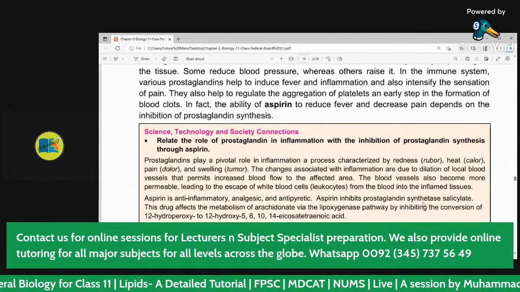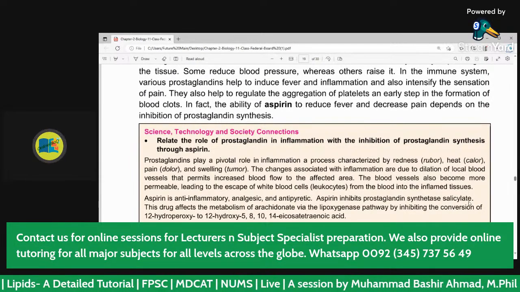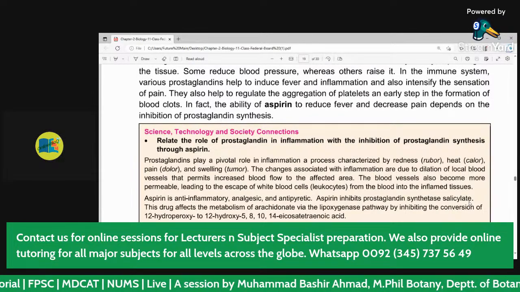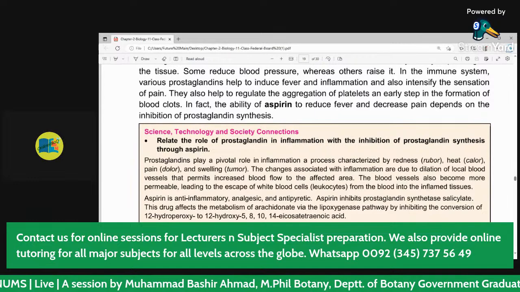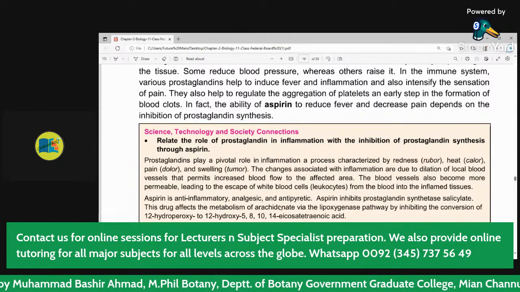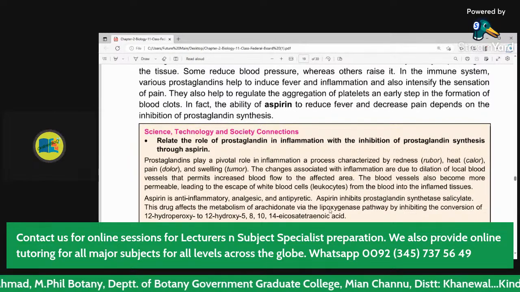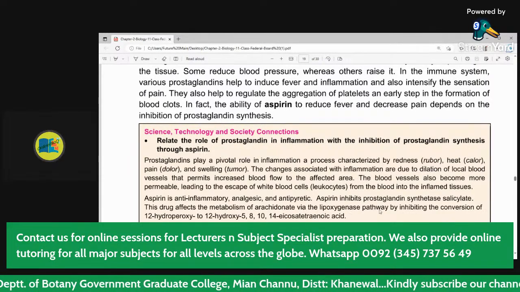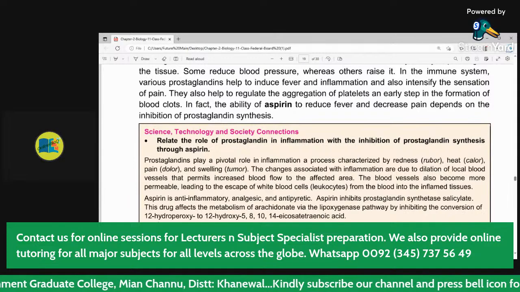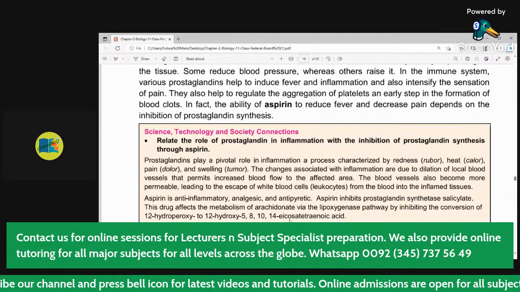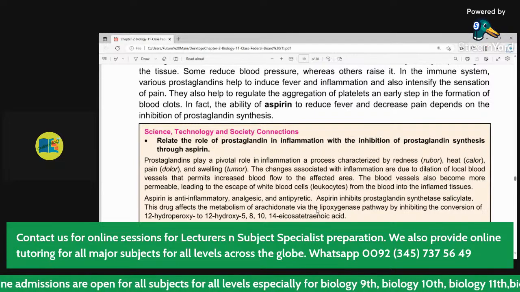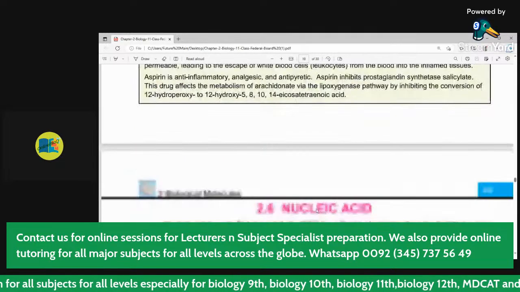Aspirin inhibits prostaglandin synthase, so it inhibits the enzyme. This drug affects the metabolism of arachidonate via the lipoxygenase pathway by inhibiting the conversion of 12-hydroxy to 12-hydroxy-5,8,10,14-icosatetraenoic acid. So it was just additional information today.